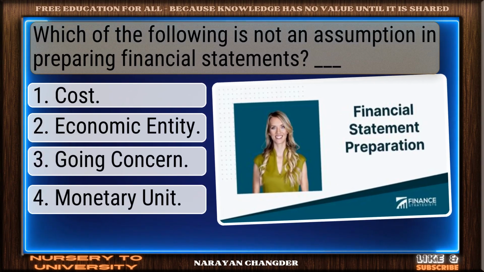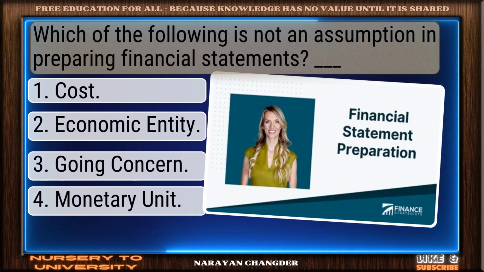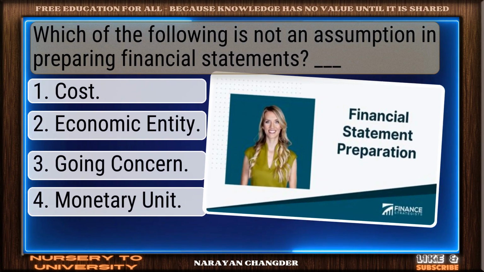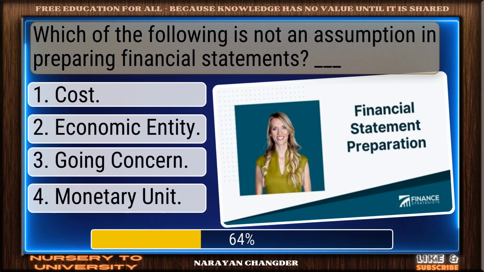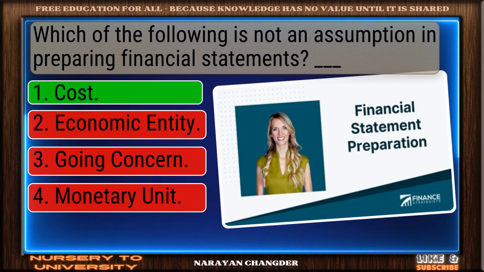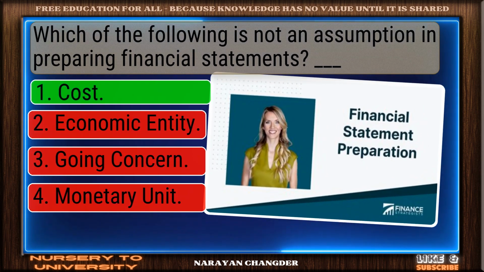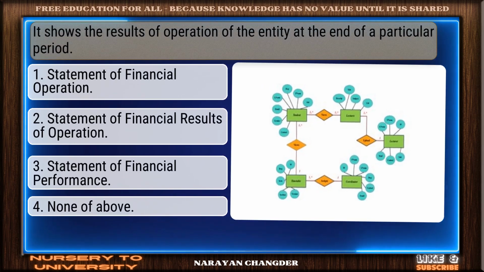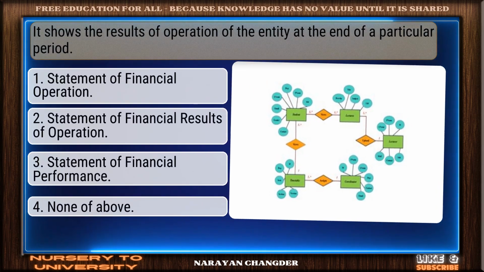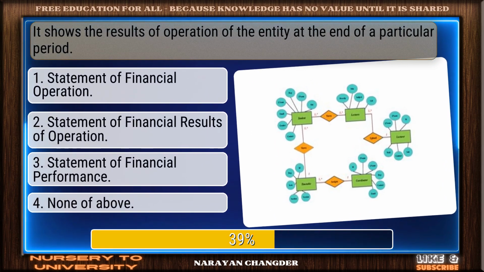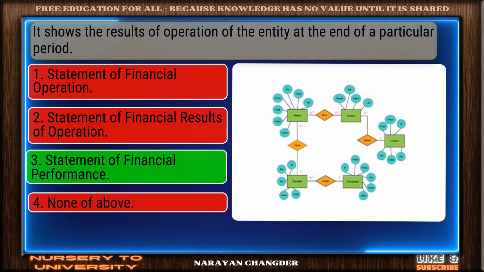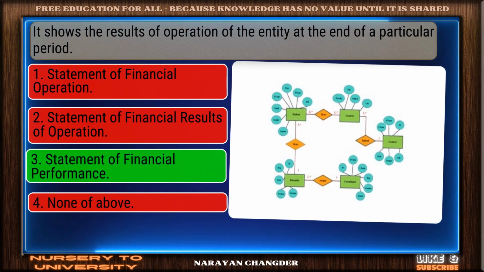Which of the following is not an assumption in preparing financial statements? Dash. Good thinking. Cost is the right answer. It shows the results of operation of the entity at the end of a particular period. You're right. Statement of financial performance is the correct answer.